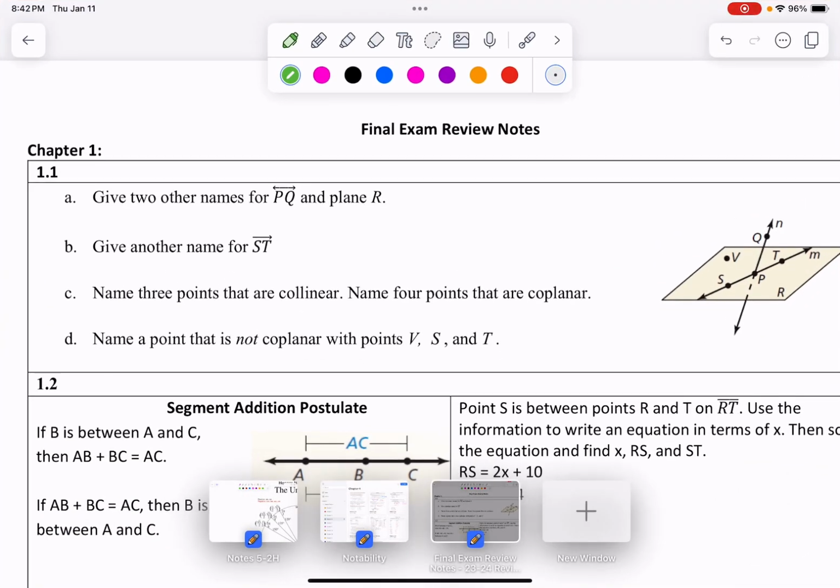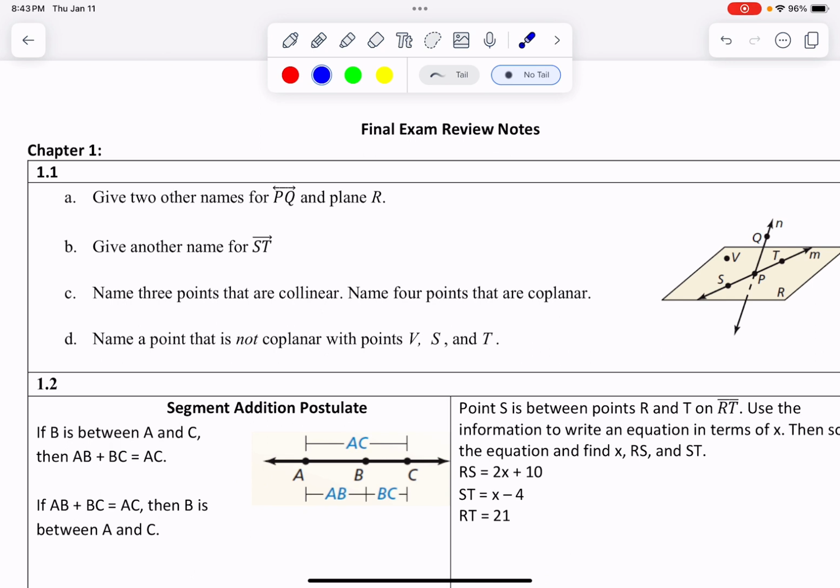Let's take a look at reviewing for our final exam, and we're going to do a little review of chapters 1 and 2 today. Looking at chapter 1, section 1, here we want to review our points, lines, planes, rays, and segments. In part A, it says give two other names for line PQ.